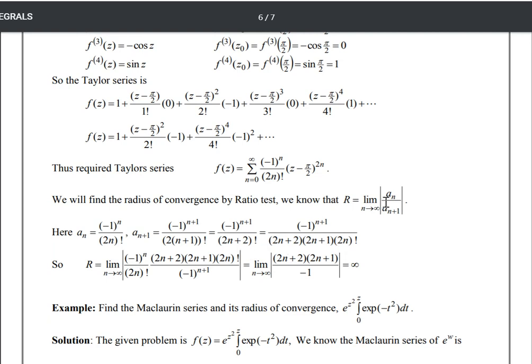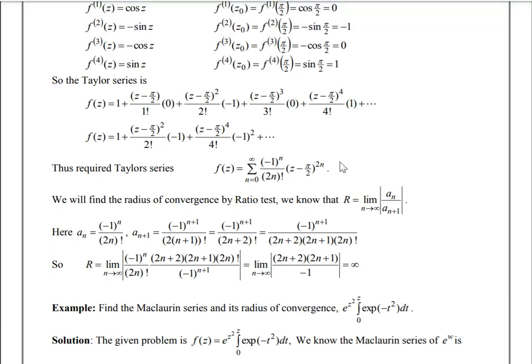Okay, again the ratio test, replace the values of a n and a n plus 1. This one is a n plus 1, this one is a n. Just divide a n and a n plus 1, the reciprocal of this. Okay, simplify. 2n factorial cancels with 2n factorial, minus 1 power n cancels minus 1 power n, and we have left only minus 1 power 1 and this term, and as n tends to infinity, this term is going to be infinity. So here the radius of convergence is infinity. That means this series converges for all complex numbers, the entire complex plane, for all values of z.